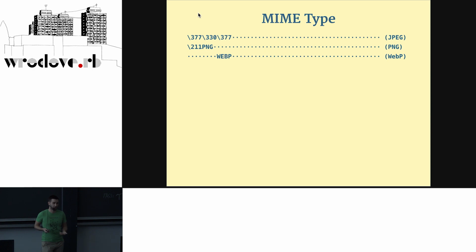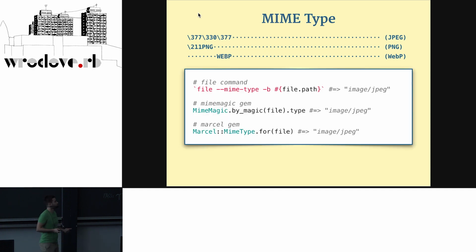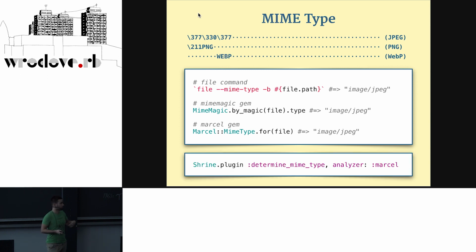And this is possible because each file type has something called magic bytes, which is a specific sequence of bytes at the beginning of the file that uniquely determines the type. The most popular tool in Unix for doing that is the file command, but we also have some Ruby gems that can do the same thing. In Shrine, you can enable determining MIME type from the file content by loading the plugin and choosing the analyzer that you want.